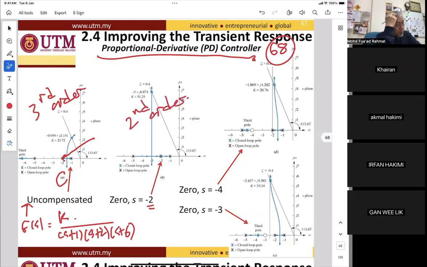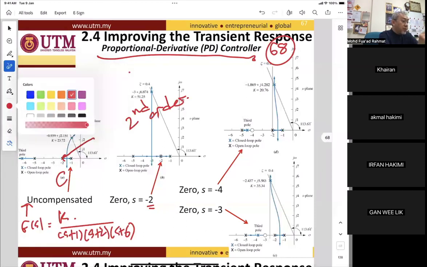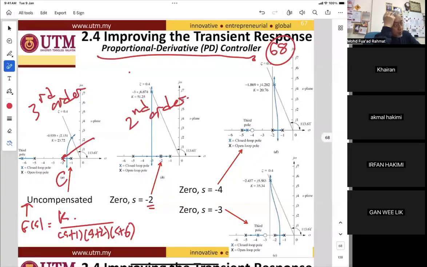You can see that the behavior of the system is second order instead of third order because we introduce a zero at minus 2. Then we change from minus 2 to minus 4, and now the system becomes third order again, third order with a zero at minus 4. And finally, we introduce a zero at minus 3, and this one is still a third order system.